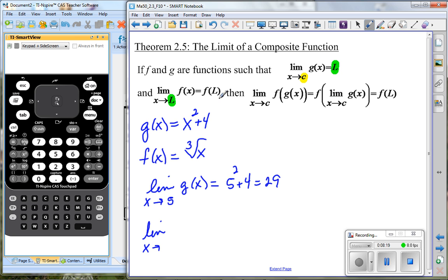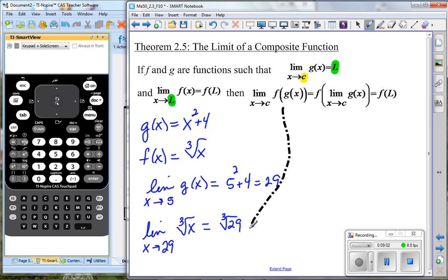If we're going to use the model we have up here, where we have f of g of x, we're going to have to take the output of g of x as the input of function f. So we're going to say the limit as x approaches 29, and this is going to be the cube root of x. That's a radical. We just had a theorem that said that unless it's undefined, we can just use direct substitution. So we have then the cube root of 29.